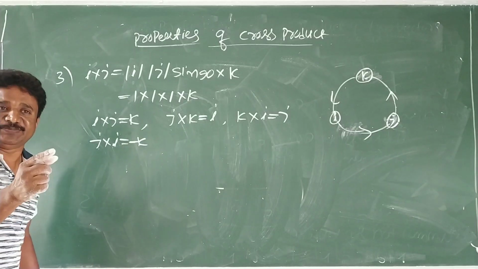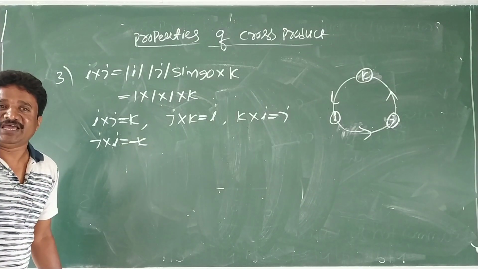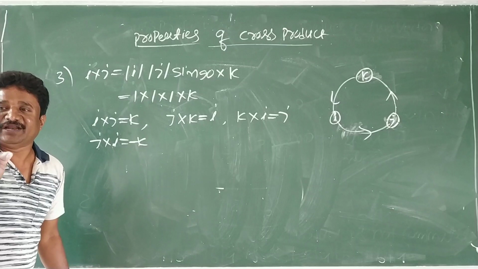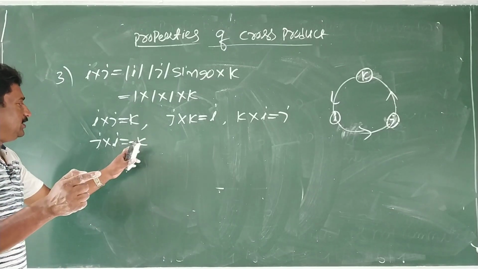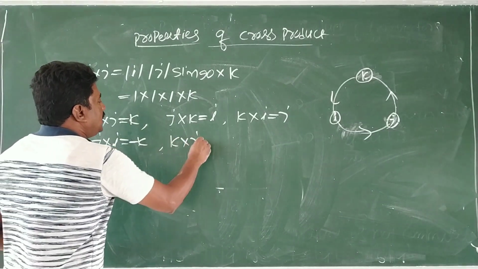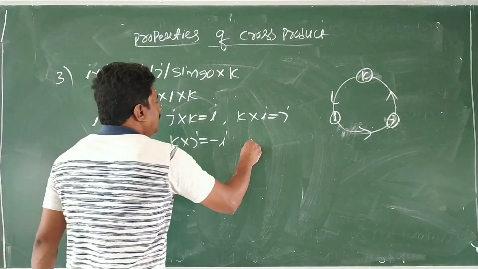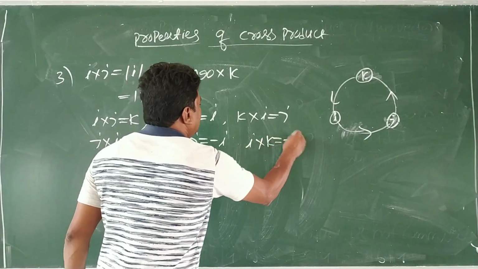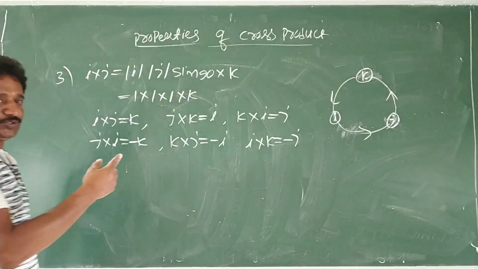Because what is A cross B? It is minus B cross A. A cross B is not equal to B cross A. So J cross I is minus K, K cross J is minus I, I cross K is minus J. I hope you understood this, friends.